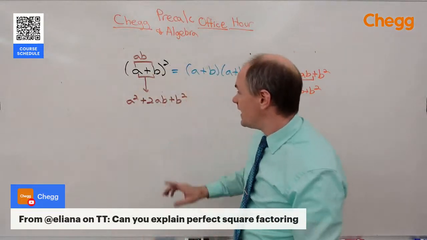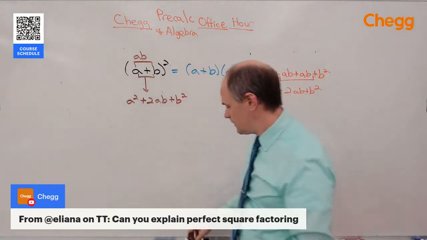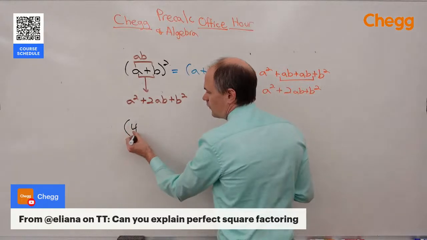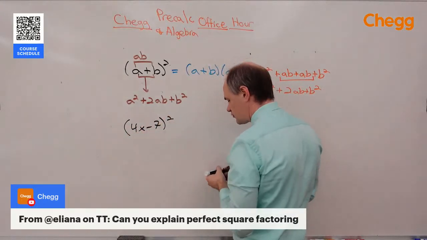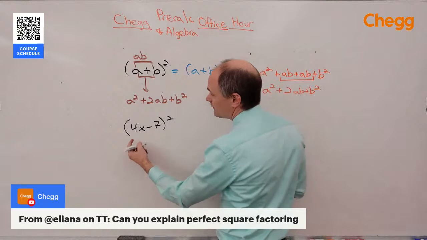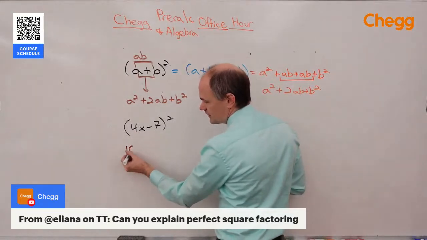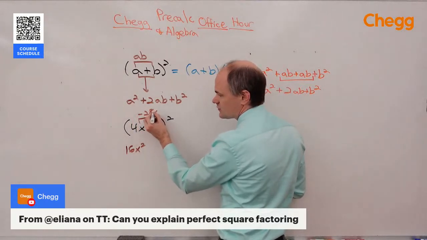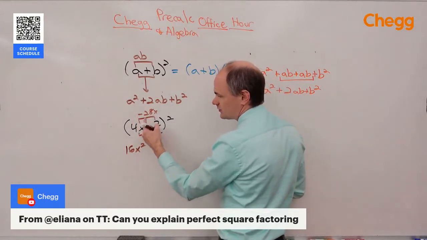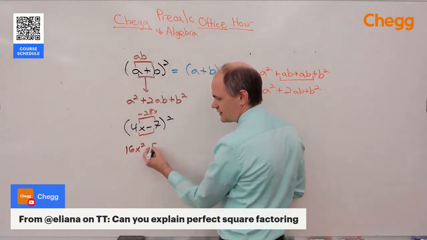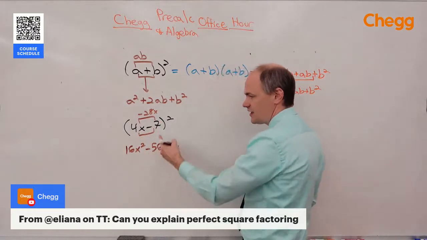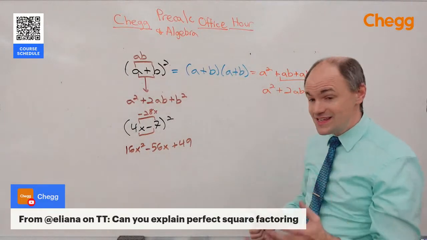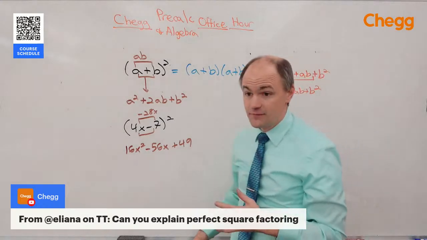Okay? So because of this relationship, though, it's really easy to take a problem like 4x minus 7 and square it. Because all I have to do is square the 4 to get 16x squared. Multiply these together to get negative 28x, and it's there twice. So negative 28 and negative 28 is negative 56x. And then square the 7 to get 49. It's really easy to multiply it out.